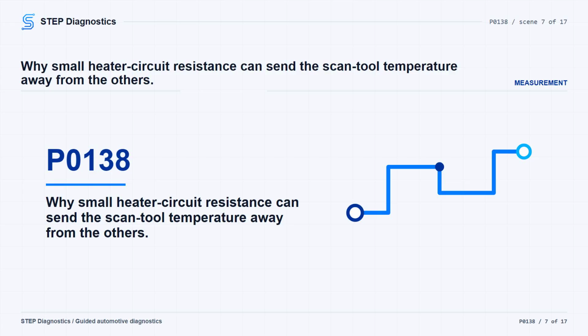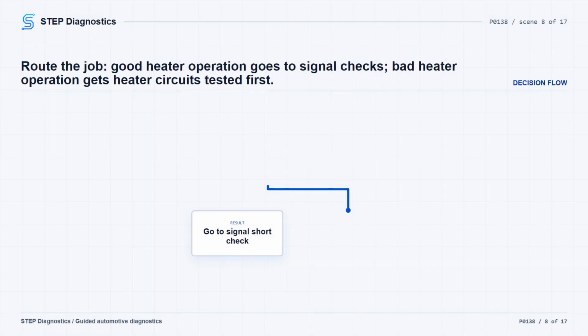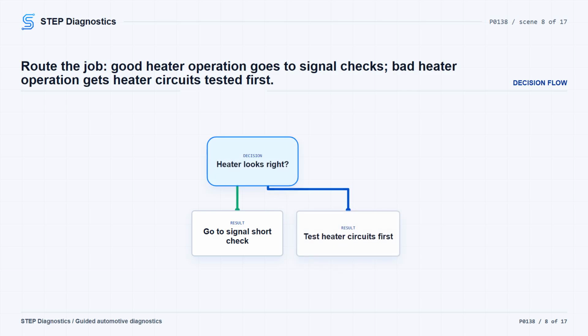Even small heater circuit resistance matters here. 3-4 ohms may not set a heater control code. 4.0-5.0 ohms can raise the scan tool heater temperature by as much as 700 degrees F, and as little as 2.0 ohms can raise it approximately 250 degrees F. If heater operation looks correct, skip ahead to the signal circuit short to voltage check. If heater operation does not look correct, test the heater side circuits first.